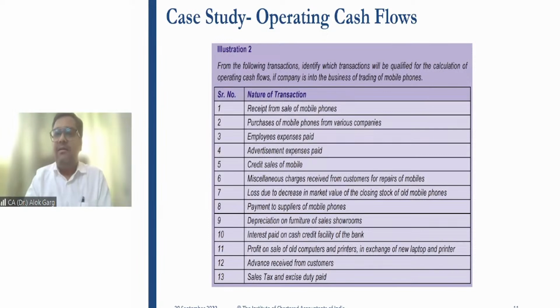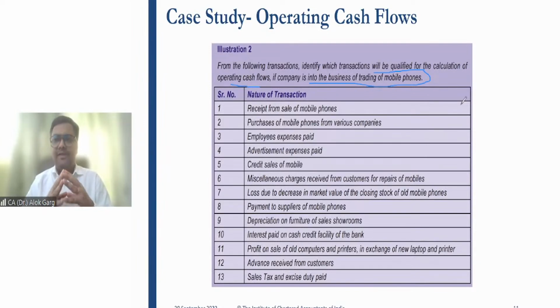So friends, with our knowledge of this cash flow statement, let's discuss what the operating cash flows are. From the following transactions, identify which transaction will qualify for the calculation of operating cash flows. Suppose a company is into the business of trading of mobile phones, and you need to tell which items will come under cash flow from operating activities. Keep in mind that cash flow from operating activity relates to the operation of the business, right?